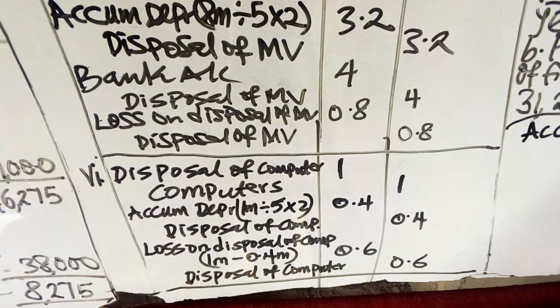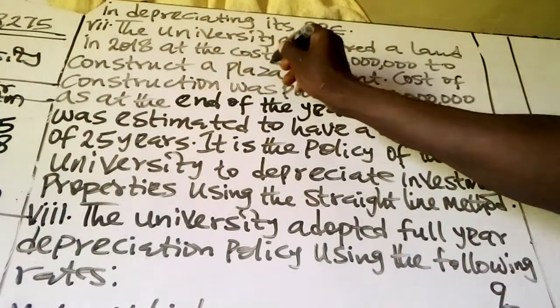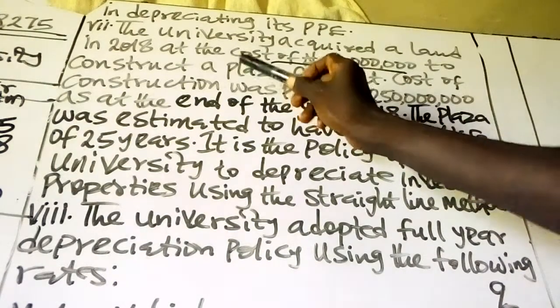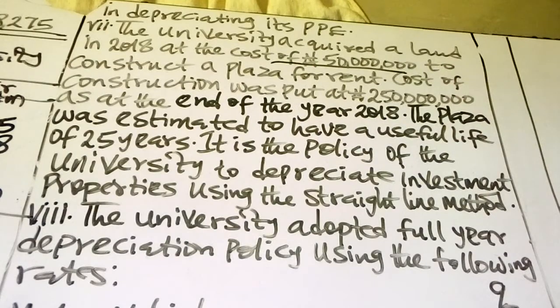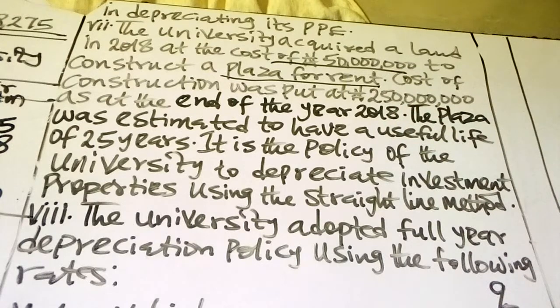Now, note 7. The university acquired land in 2018 at the cost of 50 million naira, to construct a plaza for rent. This land was acquired to construct a plaza for rent. That is covered in investment property, that is IPSAS 16.